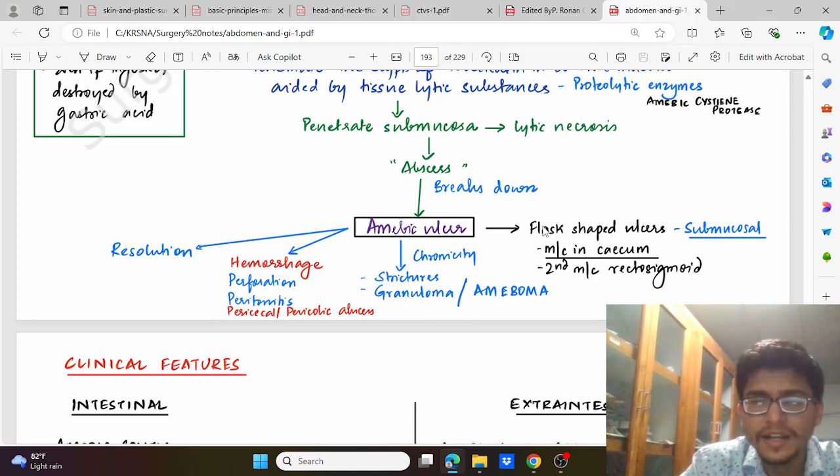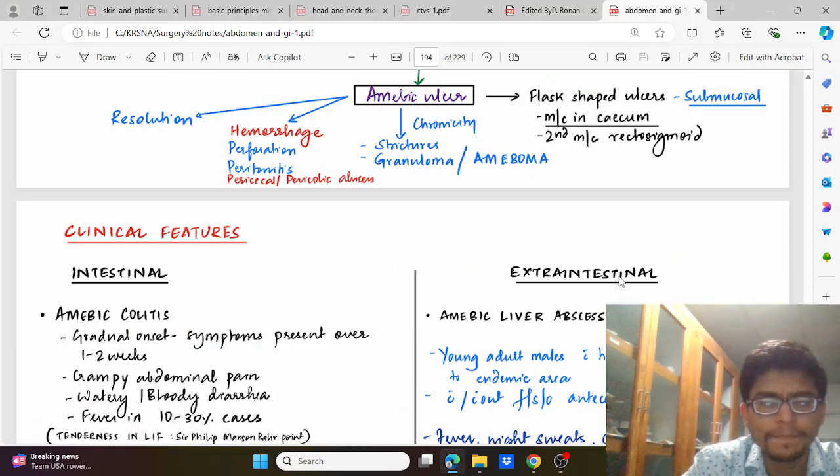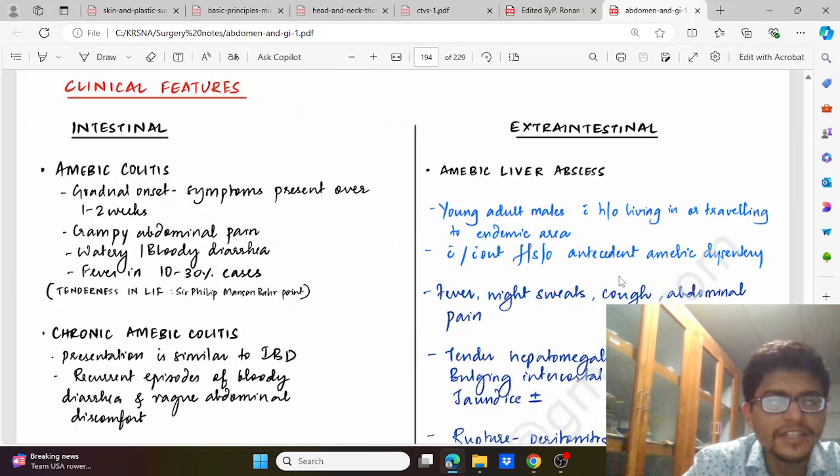These amoebic ulcers are flask-shaped ulcers in the submucosa, and the most common site is the cecum, and the second most common site is the rectosigmoid. Now we see the clinical features.